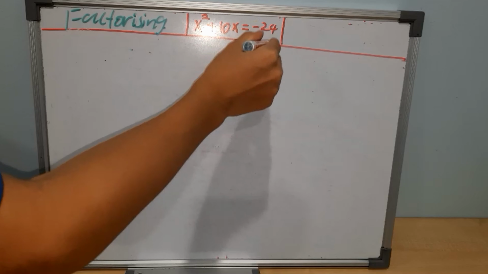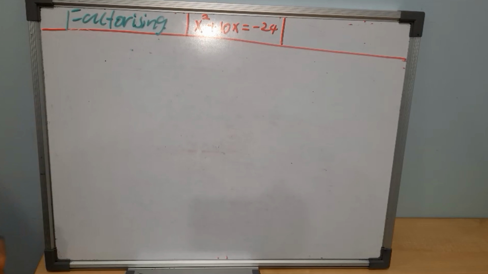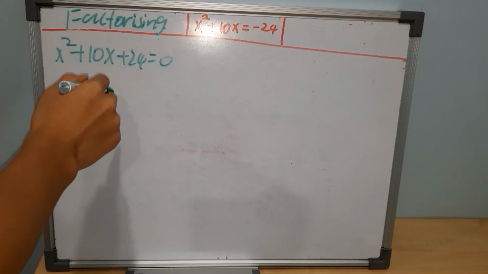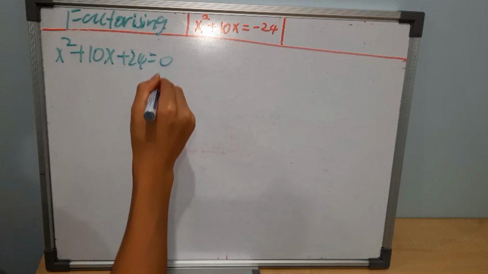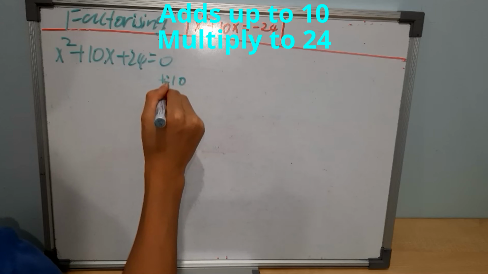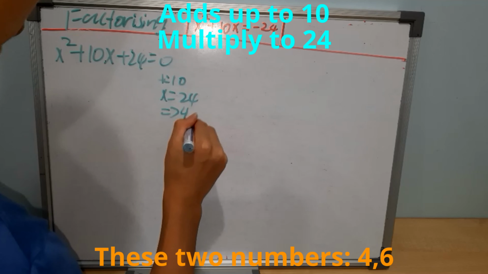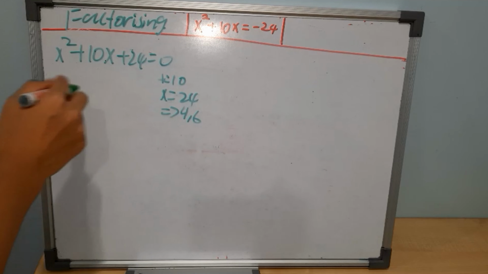Hello guys, and today I'm going to teach you two ways to solve a quadratic equation. First off, we're going to move the negative 24 to the left side so it becomes a positive. Now we have this equation. We have to find two numbers that add up to 10 and multiply to 24: 4 and 6. So now let's put it into the brackets.